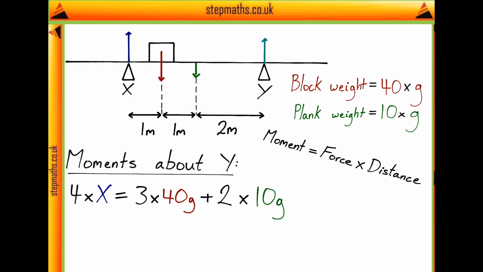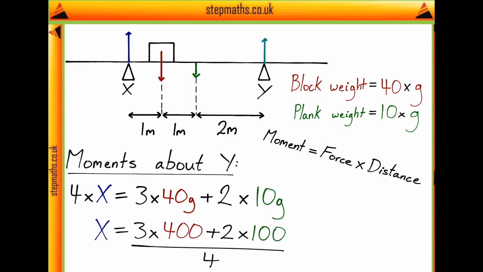So writing this mathematically, we have the distance of the force at X from Y, which is just our 4 metres, which is going to be equal to our two anti-clockwise moments: the moment due to the block, which is its weight multiplied by the distance of the block, plus the distance of the centre of mass of the plank, multiplied by the weight of the plank. If we then go ahead and rearrange this for X, then we get this, which we can simplify to get 1,400 divided by 4, which comes out to be just 350 newtons.